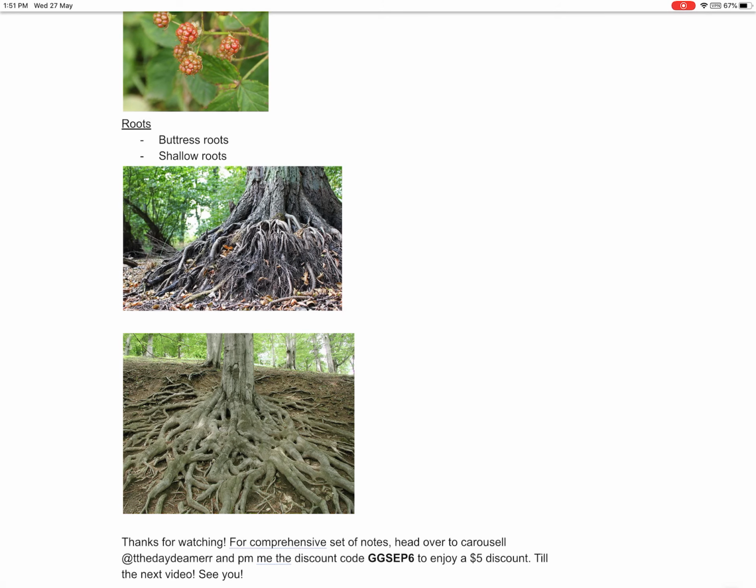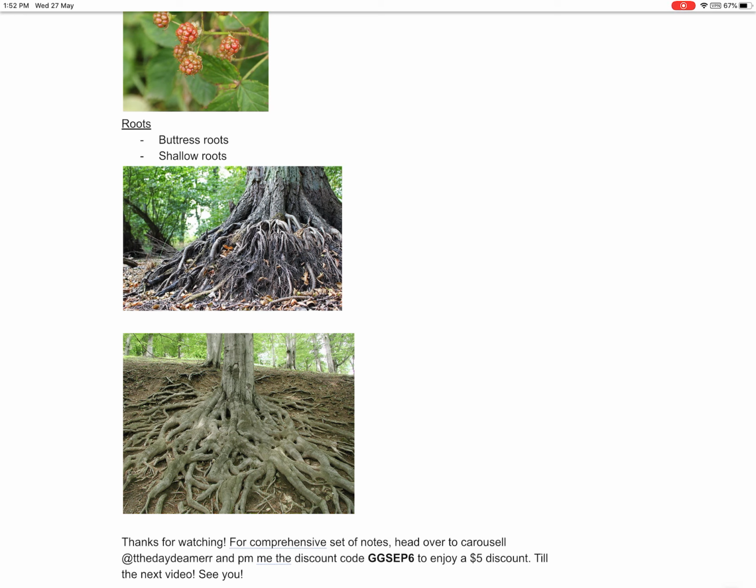Especially if you watched my previous video, I talked about the emergent layer of the tropical rainforest. It is very, very tall, and those trees there can grow up to 30, 40, even 50 meters. So these buttress roots have to secure the trees firmly onto the ground to make sure that they don't fall.